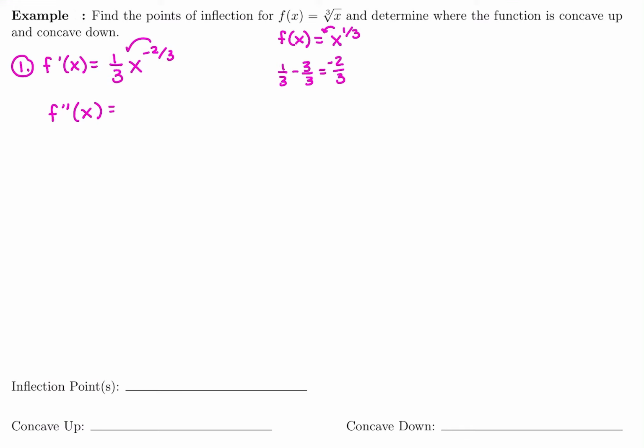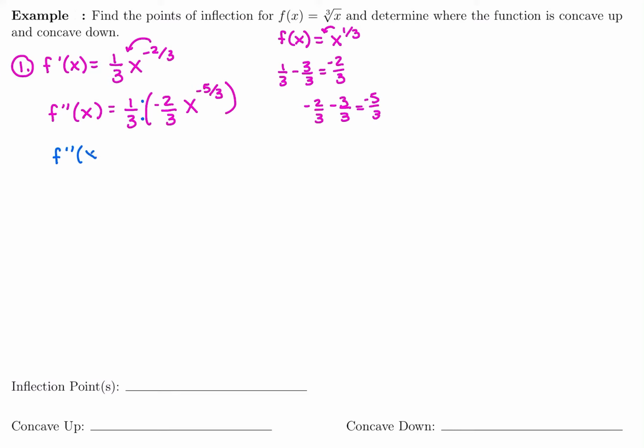We're going to bring down the power. So we're going to do 1/3 times the negative 2/3 x to the negative 2/3 minus 1. So negative 2/3 minus 1 is going to give us negative 5/3. And you can use your calculator to do all of this, subtracting 1 from a fraction and even multiplying fractions. But I'm just doing it without a calculator.